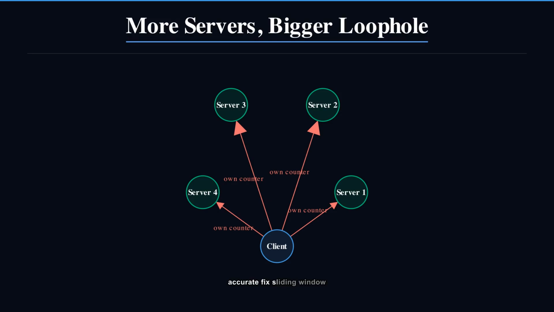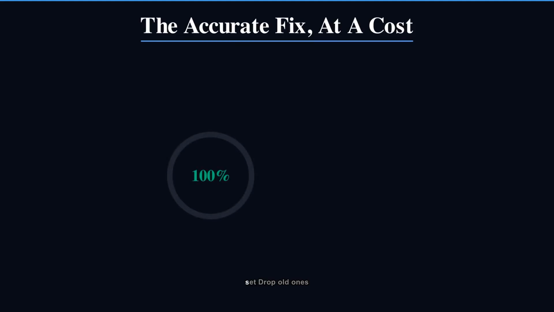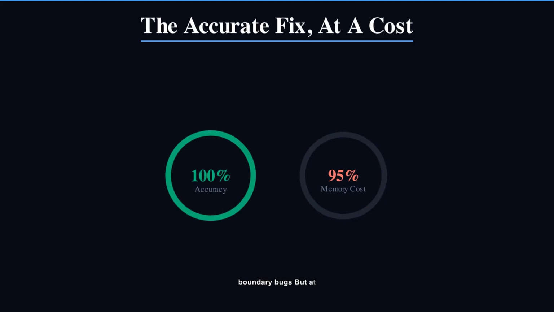The accurate fix. Sliding window log. Store every request timestamp in a sorted set. Drop old ones, count what's left. Zero boundary bugs. But at 1,000 requests an hour across 10,000 users, that's 10 million timestamps sitting in memory. Accuracy, it turns out, is expensive.